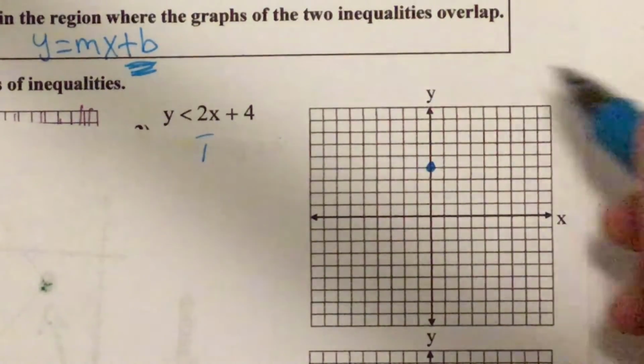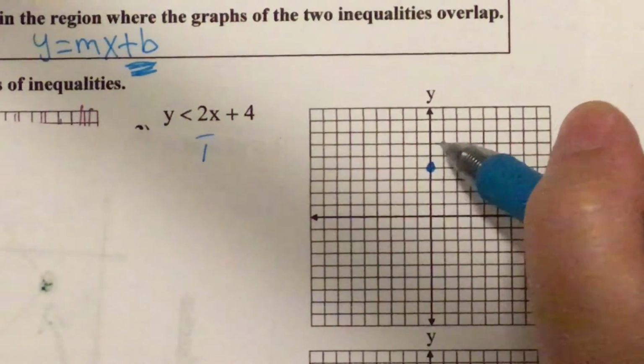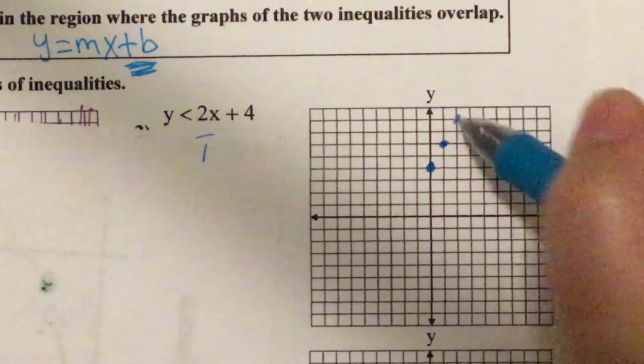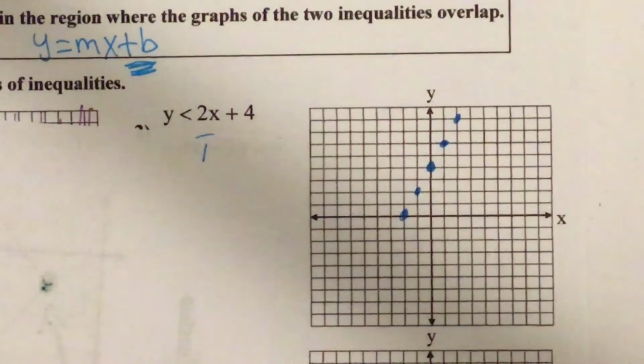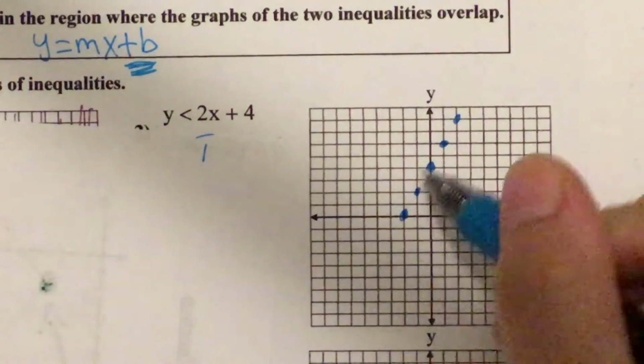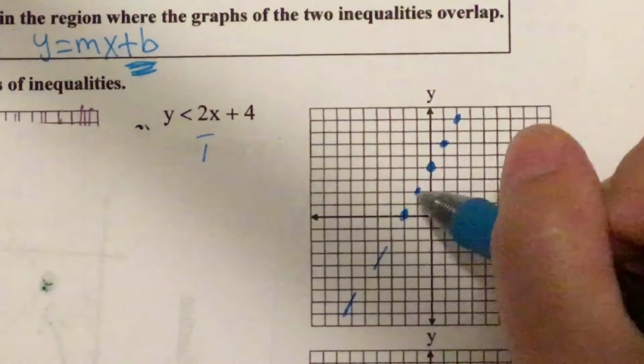So if it's 2 over 1, that's up 2, right 1, up 2, right 1, or reverse it, down 2, left 1, down 2, left 1. Solid or dashed? Dashed, there's no equal sign, so it's going to be a dashed line.